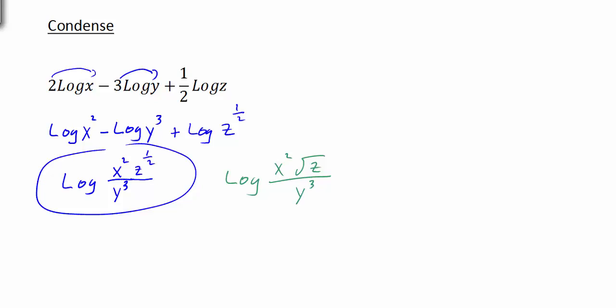Now, pay close attention to this example, and particularly how we handled the subtraction. We had x squared over y cubed, and then the addition. This is the part that sometimes people make a mistake. Because this is plus, and right here we have the plus, this is multiplication, so the z to the 1/2 is going to go in the numerator.